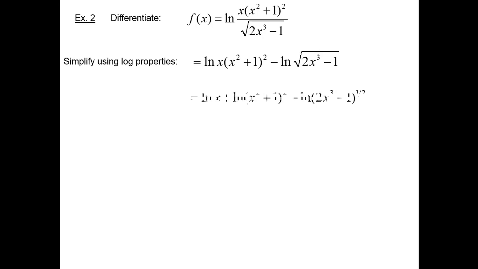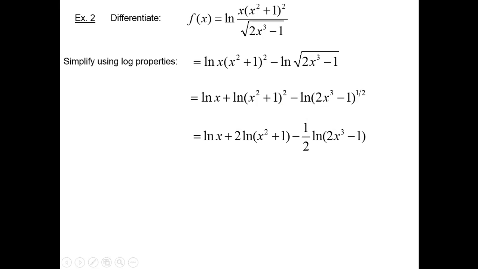Okay, let's do another one here. We have the natural log of this crazy expression. Before we do anything, though, let's take a minute and expand it as much as possible. So we have the natural log of x plus the natural log of x squared plus 1 quantity squared on top, minus the natural log of 2x cubed minus 1 to the 1/2 power. So using the power rule, I'm going to bring that 2 to the front of this log and the 1/2 to the front of the other log.